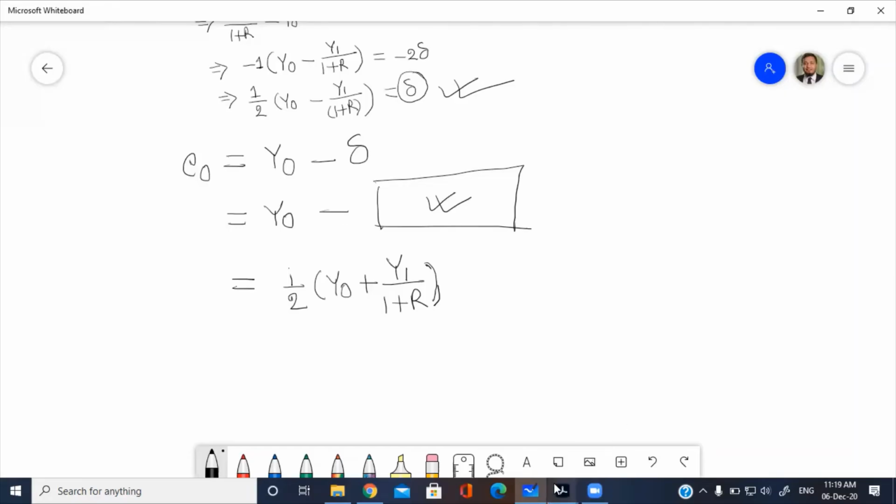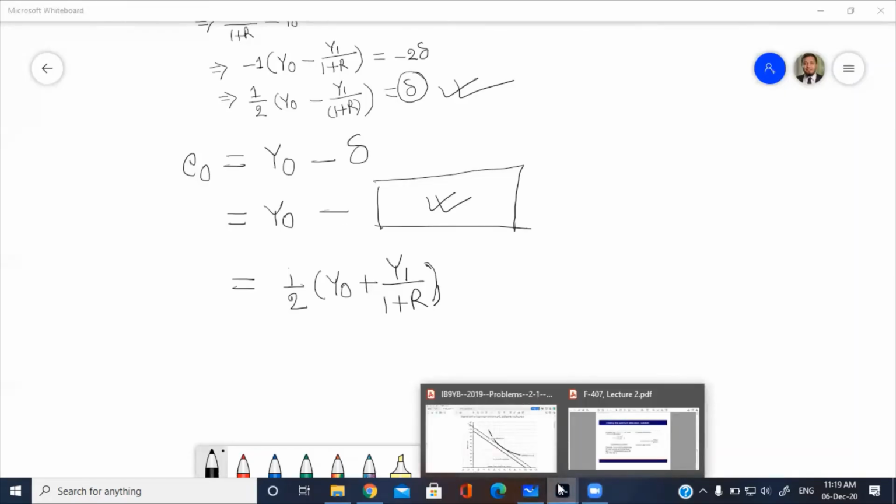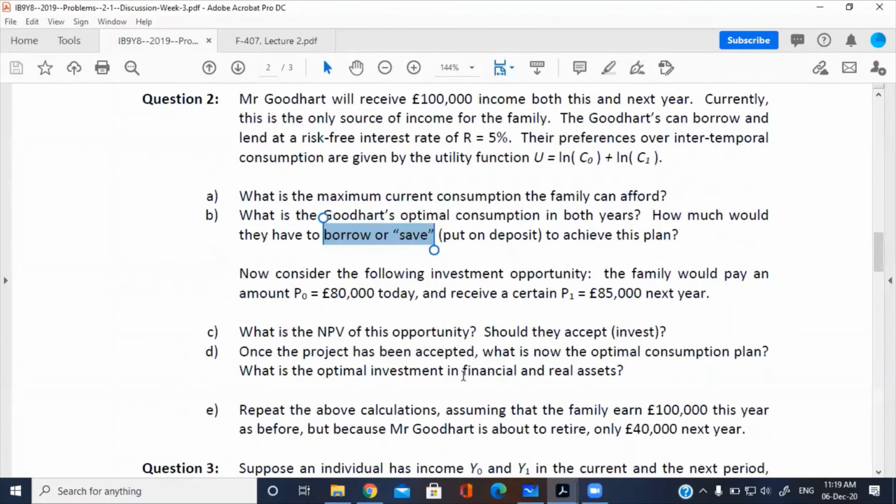So let me apply some numbers, or you can do this by yourself also, to get real insight. We have come up with the answer for question B. Now consider the following investment opportunity. The family would pay an amount of 80,000 for the project. Currently you have to pay how much? Sorry, 80,000. And you will receive a certain amount.